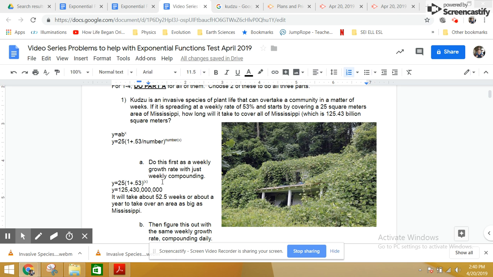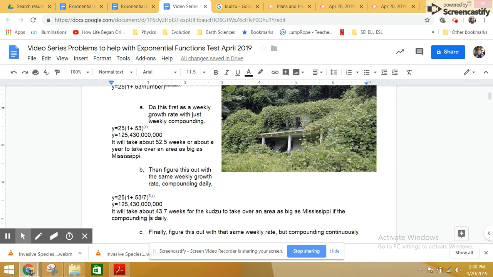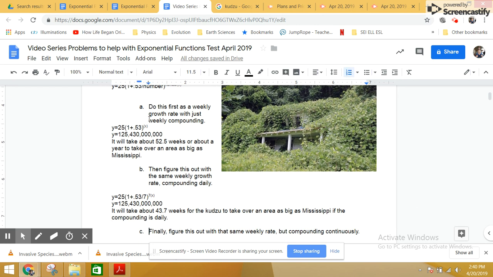Hi, welcome back. I am doing part three of the invasive species style exponential functions problem to help you out if you need to do a do-over on the exponential functions test, or perhaps if this is next year and you are getting ready for the exponential functions test, need a little help preparing.